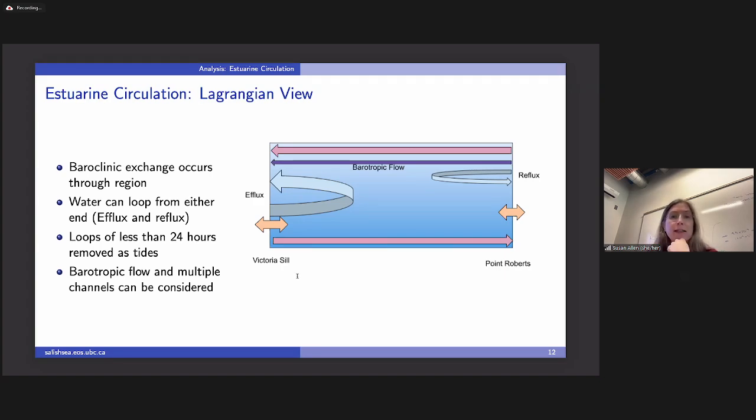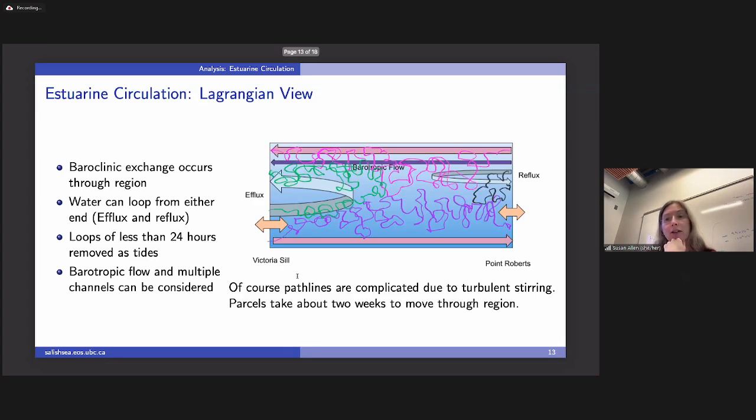Of course, this isn't actually what the flow looks like. The flow looks like this for any given parcel. There's an incredible amount of turbulence stirring in this region, and it takes about 2 weeks for parcels to move through this region.